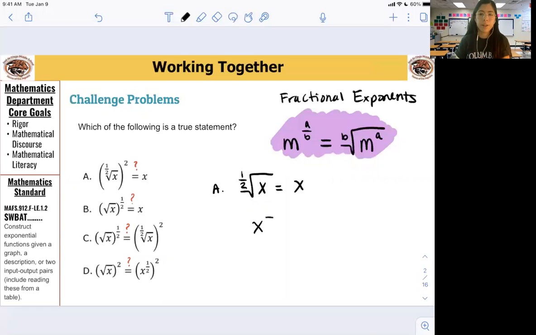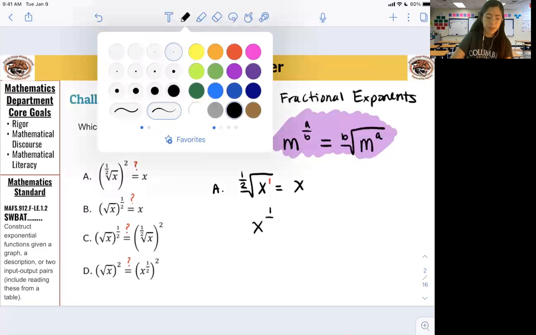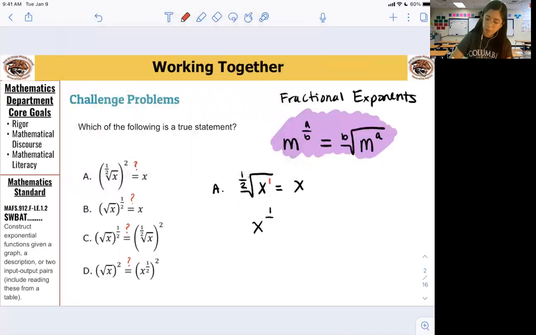What goes in the numerator? 1. Good. That's because on the inside, there's an invisible 1. So I have a 1 in the numerator, and what do I get in the denominator? What's on the balcony? 1/2. 1/2 is out on the balcony, so that whole thing is going to go in the denominator. So I have 1 over 1/2 equals x. We're not sure if it equals x yet.